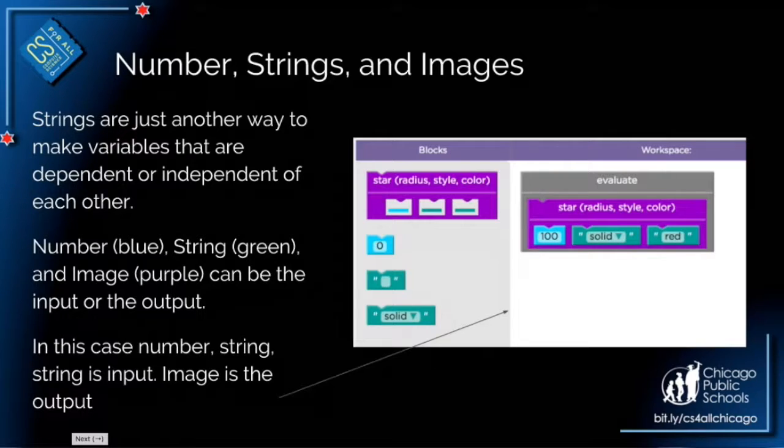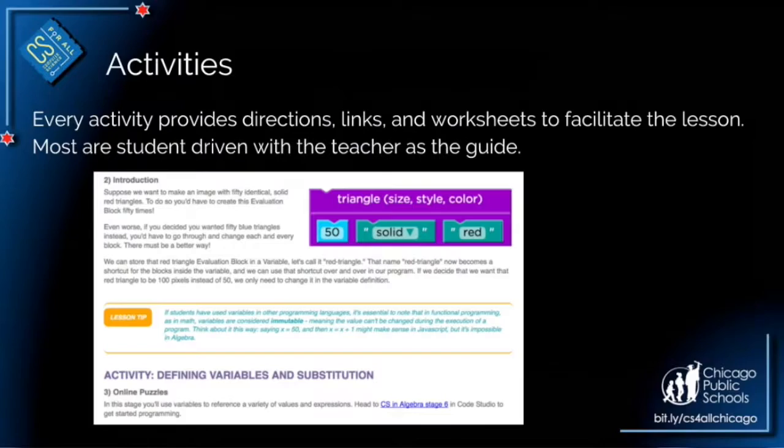And it's nice that it's color-coded. It's almost fail-proof, in some ways, especially if you point that out. Look, blue matches blue and green matches green. So then the activity takes you one step further, where you are introducing, we just want to produce a 50 pixel, in this case, solid red triangle.